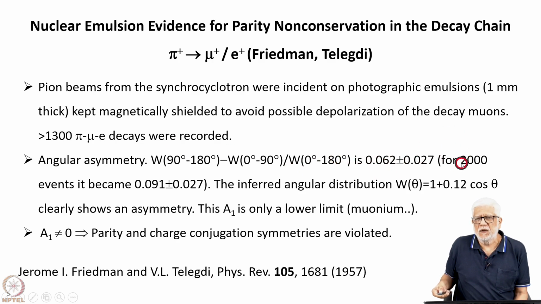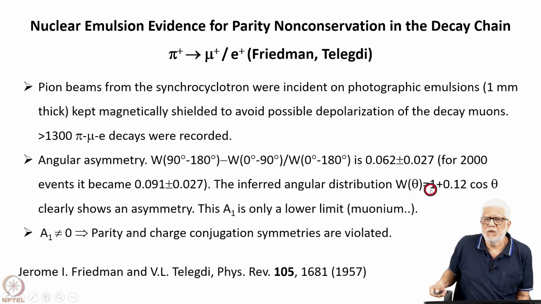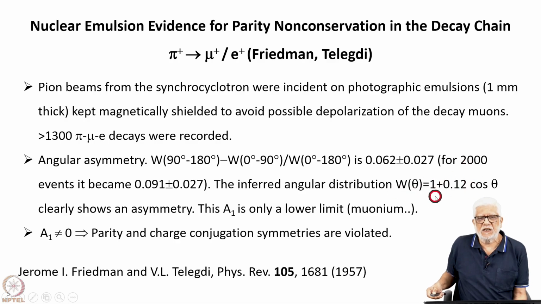Then this sample became larger, and by the time they published, the sample had become about 2000. So, they put it as a footnote, and this asymmetry had grown a little bit, 0.091 plus, I think there is a typo here, this should be 0.022. So, this became about 4 sigma significance. And the inferred angular distribution, so this is just an asymmetry, was about 1 plus cosine theta with a prefactor of 0.12. And the fact that this P1 term is not 0 means that, of course, there is a finite asymmetry.